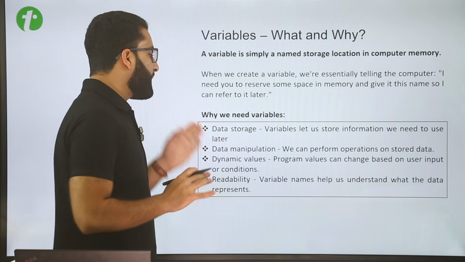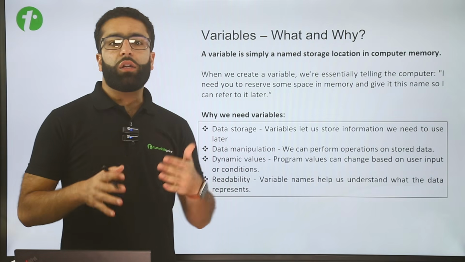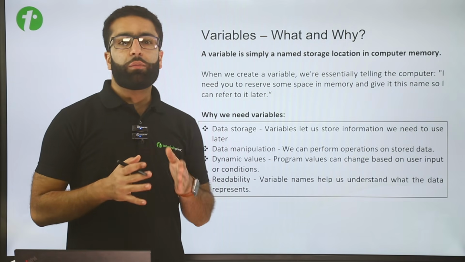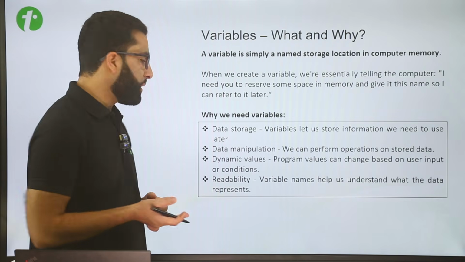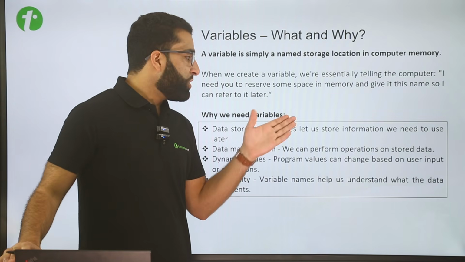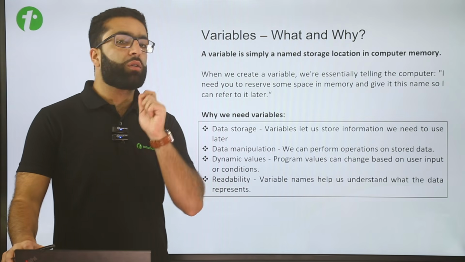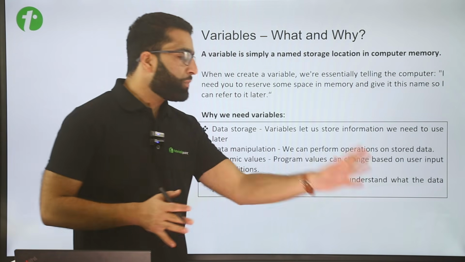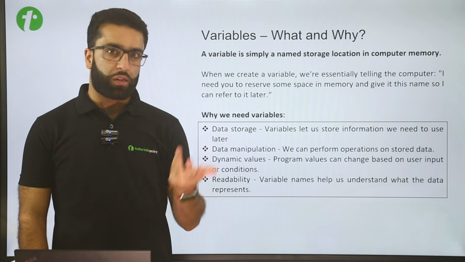Now, why do we need variables? The first thing is data storage. Variables let us store information we need to use later on. Data manipulation: we can perform various operations on the stored data, on these variables. Then we also have dynamic values. Programs can change based on user input or conditions, and in that case we also use variables a lot. And then readability. Variable names help us understand what the data really is about, what it really represents.